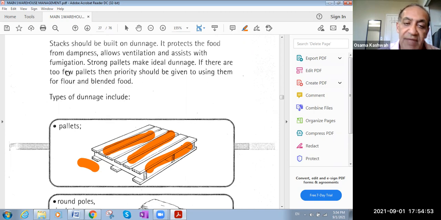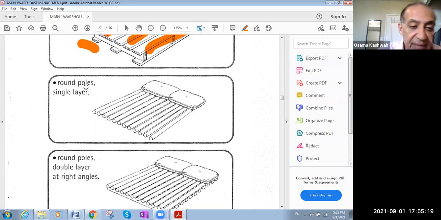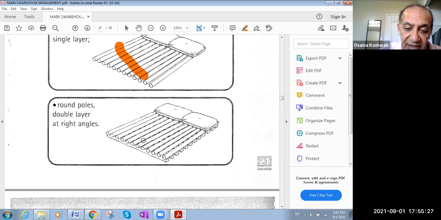If there are too few pallets, then priority should be given to using them for flour and blended food. So in all cases, give priority to pallets for putting the stacks on. Here is an example: round poles, single layer. This is another kind of pallet, and this is the third kind. Round poles, like you see, vertical and horizontal together at right angles.